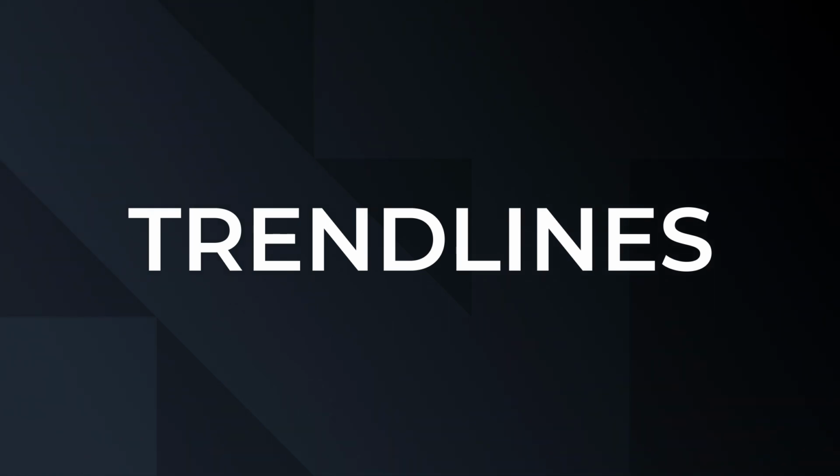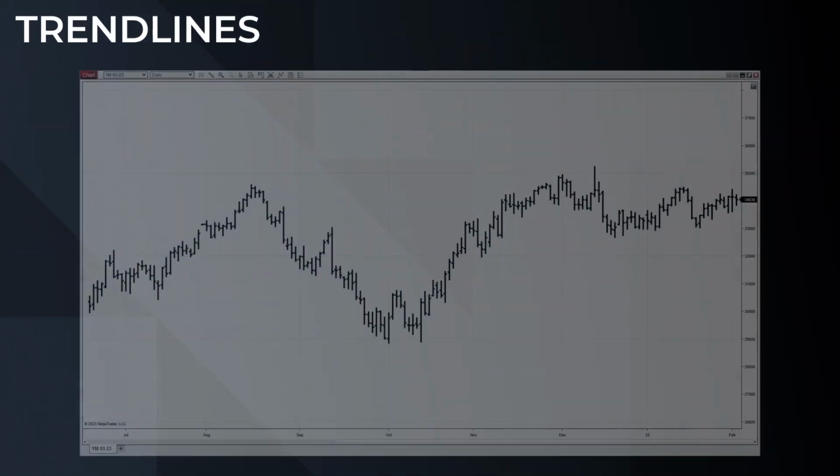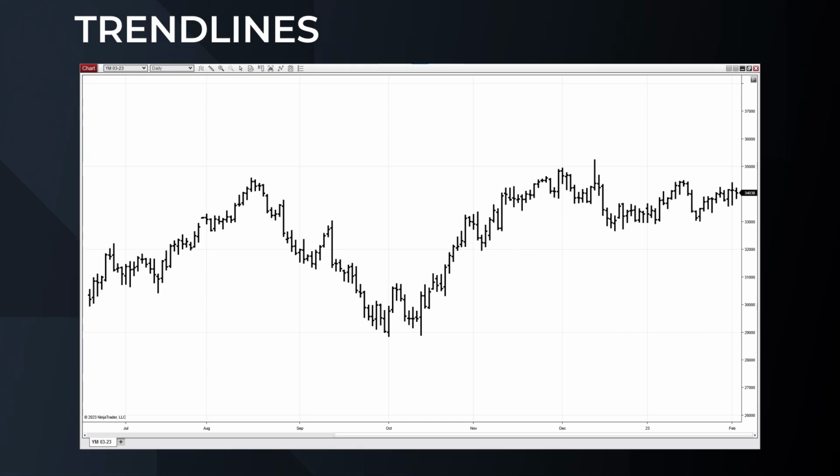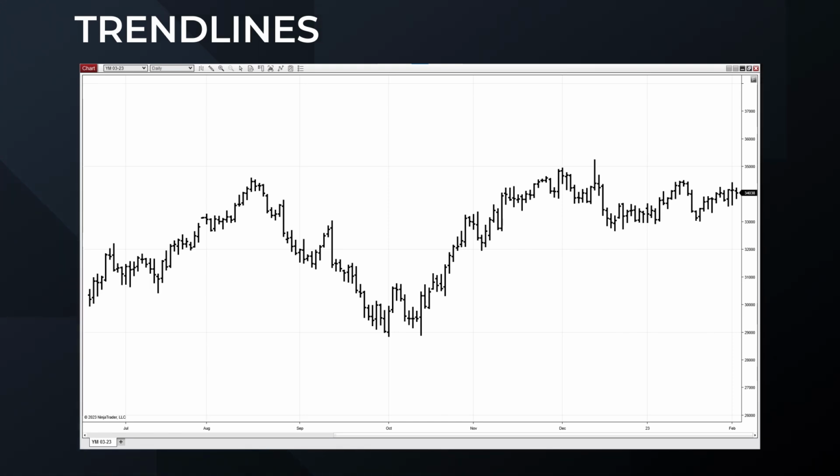Trend lines. The easiest way to identify a trend is to simply look at the chart. Using a trend line, you can connect data points to get a sense of what a trend looks like now and where it could possibly go if the trend continues.